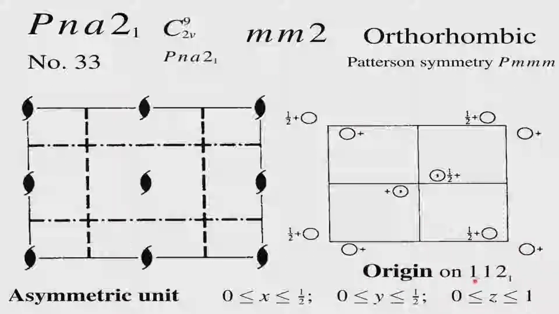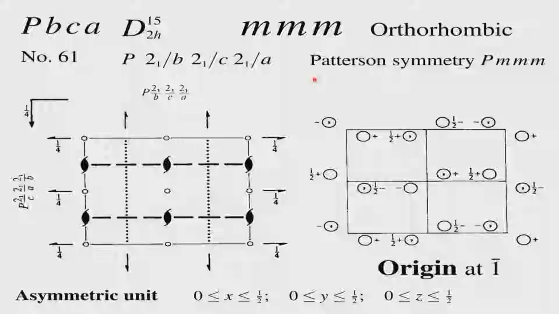So, in this particular case it is at 1, 1, 2, 1. So, the 2, 1 screw axis in the z direction is now coinciding with the origin. So, that means the value of z is put equal to 0 at that point. So, this is very crucial because we have to define the origin very clearly.